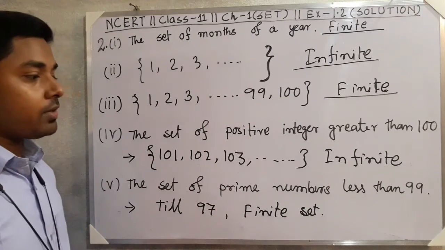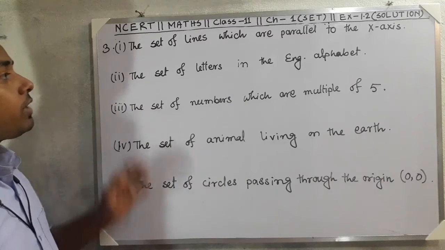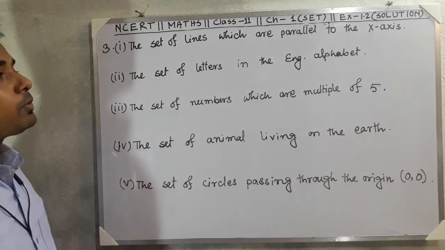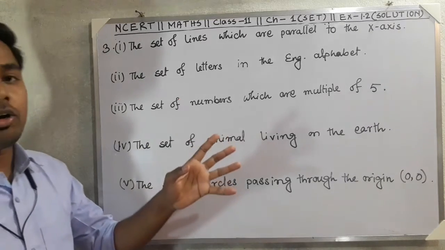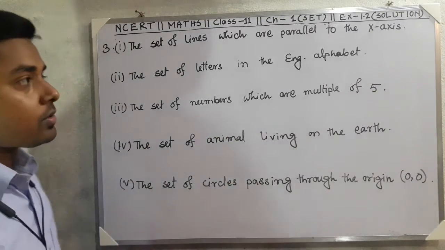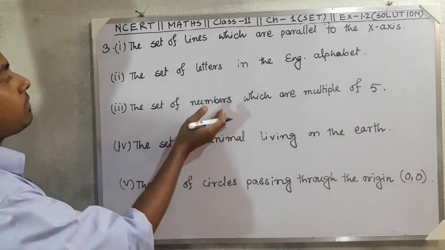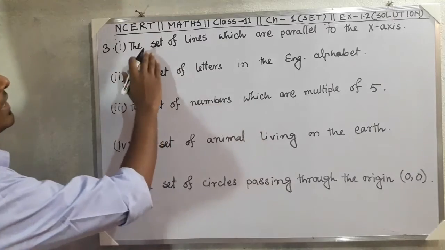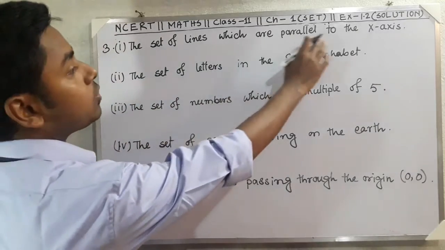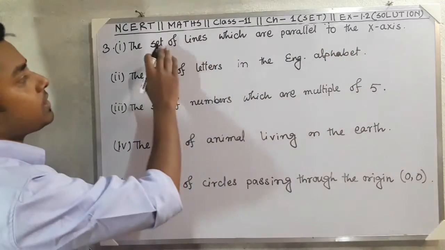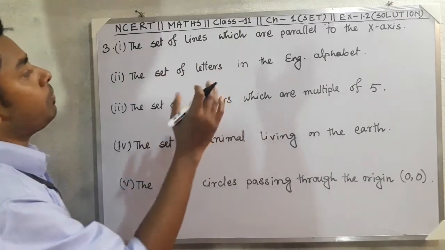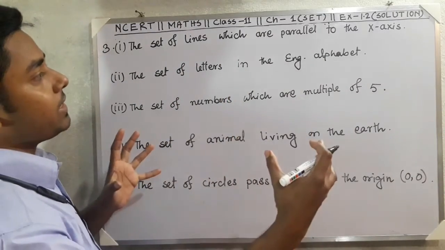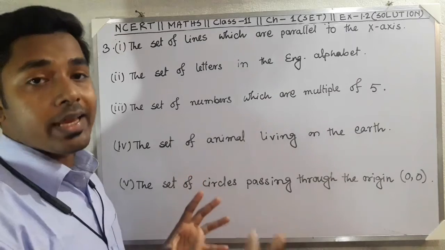Okay, pause the video to note it down. Question number 3 we have taken. Here also we have to find out whether the set is finite or infinite. Same process as we did in question number 2, the same process we have to do here. The set of lines which are parallel to the x-axis. What is the question asking? We have to make a set of lines which are parallel to the x-axis.